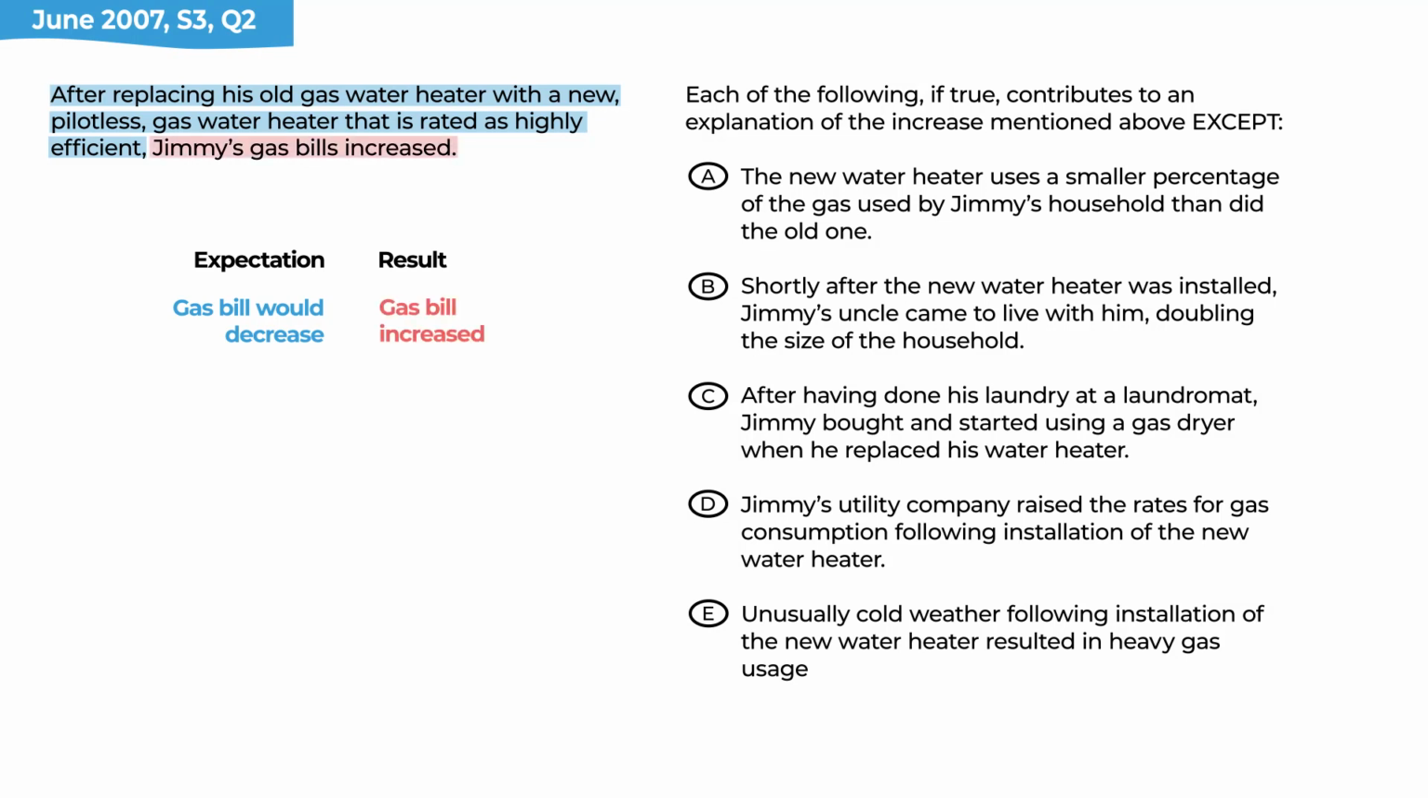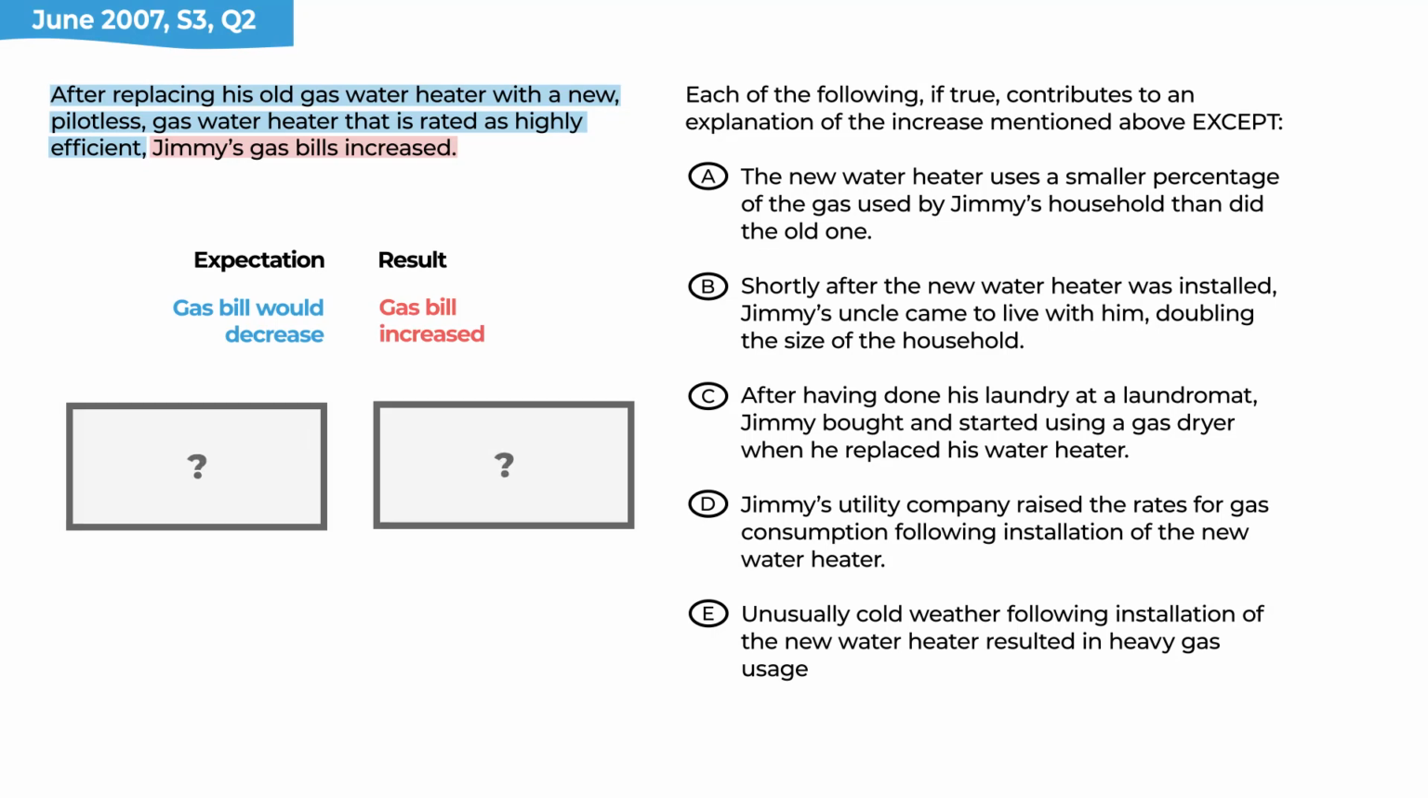How could that be? If we can think of a couple of good ideas, that'll put us in a good place, especially since this is an EXCEPT question. What that means is that 4 of these answer choices are going to explain how this happened, and the one that doesn't is the right answer. So what could explain why the gas bill would go up instead of going down? Well, maybe the utility company is just going to charge higher rates. So even though Jimmy's using less gas, the rates are higher, and so the bill goes up anyways.